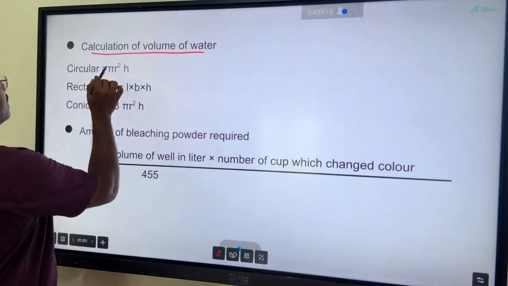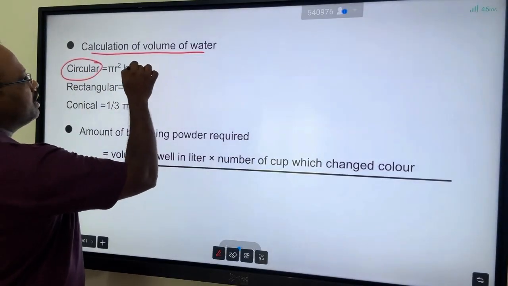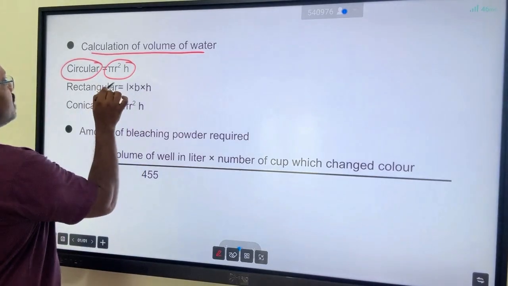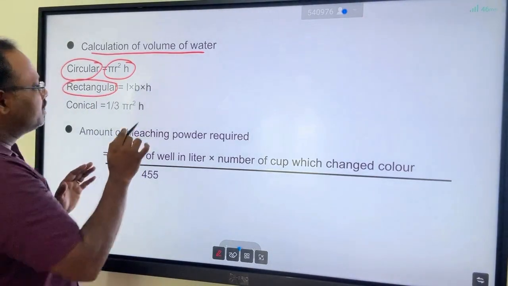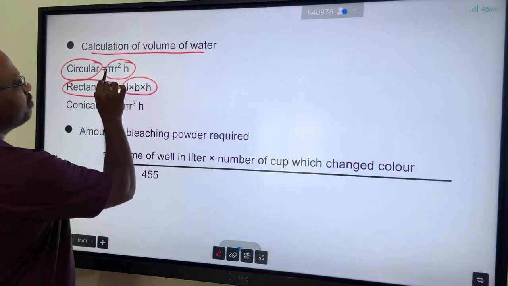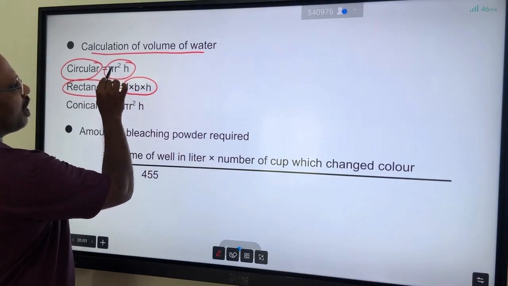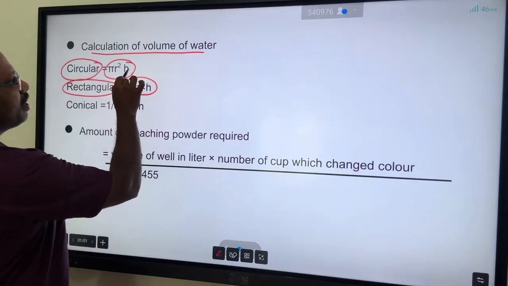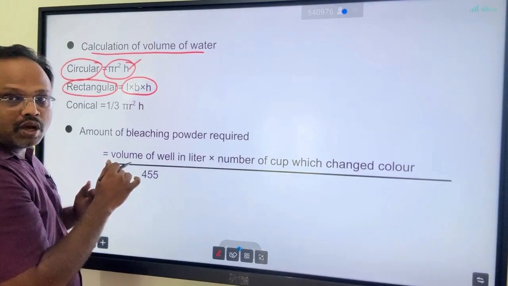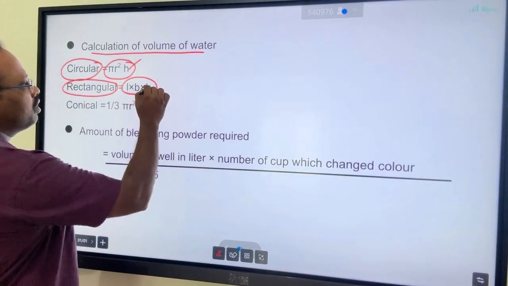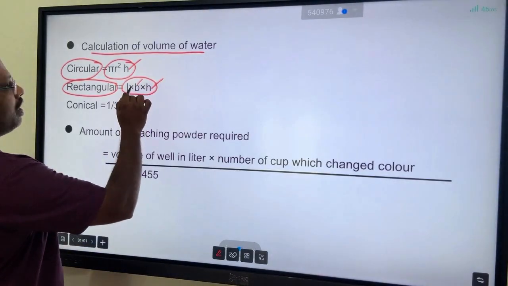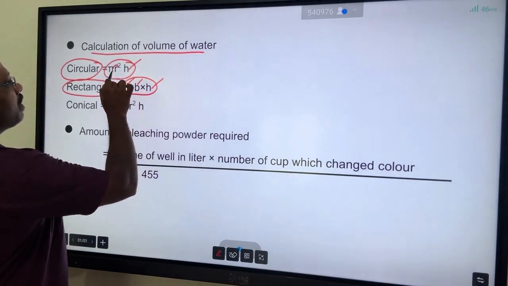If it is a cylindrical or circular well, then you need to calculate with the formula pi r square h. If it is a square or rectangular well, then you need to calculate with L into B into H, that is length into breadth into height. In pi r square h, r is the radius and h is the height of the water level. When incorporating the height, we should use only the height of the water level, not the height of the entire well.